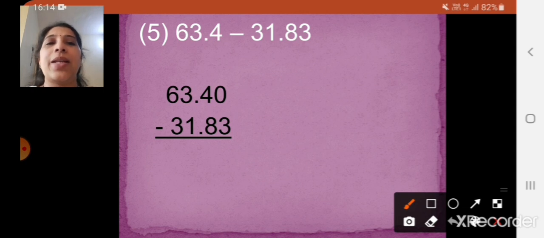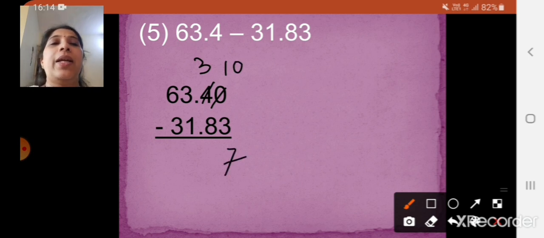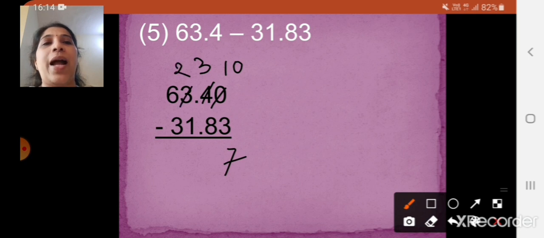Now 0 minus 3. You cannot subtract 0 from 3. So you are going to borrow 1 from the tens place. So in the tens place it will become 3 and in the hundreds place it will become 10. So 10 minus 3 is how much? 7. Now 3 minus 8. You cannot subtract 3 from 8. So you are going to borrow 1 from the units place. So in the units place it will become 2 and in the tens place it will become 13. Now 13 minus 8 is how much?